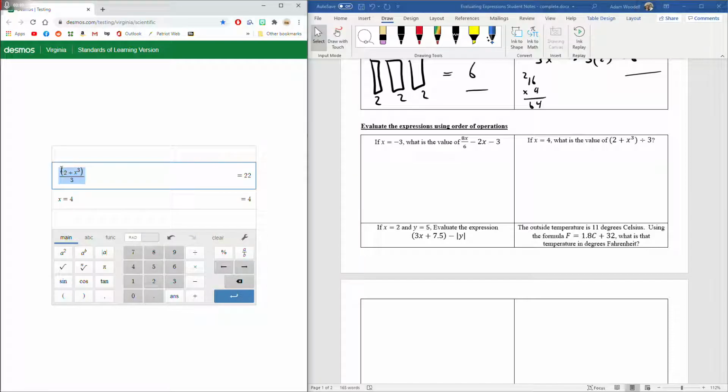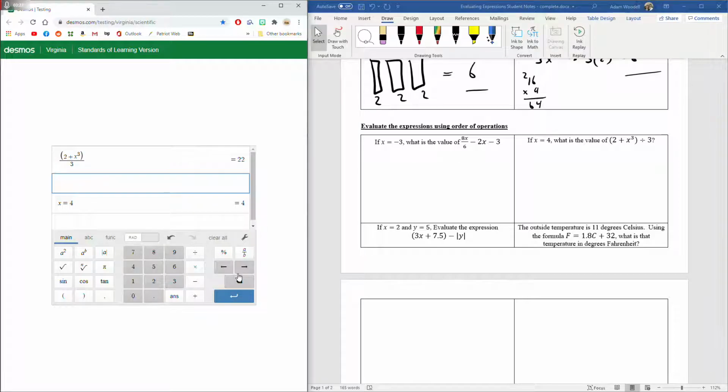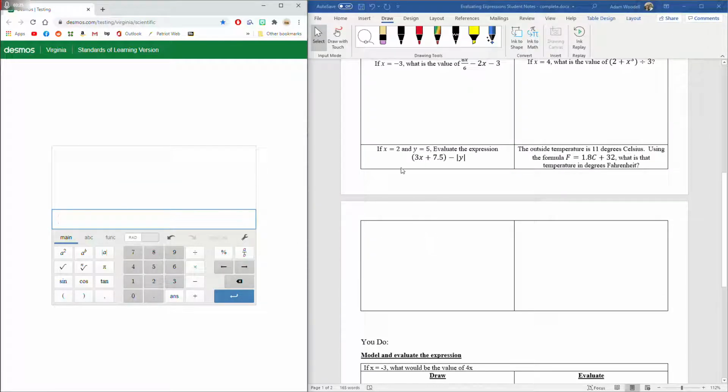So again, on Desmos, it kind of takes away the need to write down by hand, step by step. As long as you can keep track of what's happening in Desmos, Desmos is a really great tool for this. I'm going to clear it out. Let's hop down to this next one.